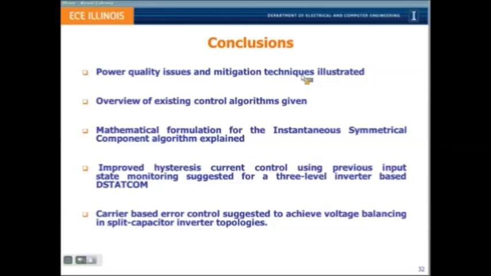So in probably a couple of months from now, I'll talk about the research that I've been doing here. So any questions on this, I can take now. We still have 5 minutes.